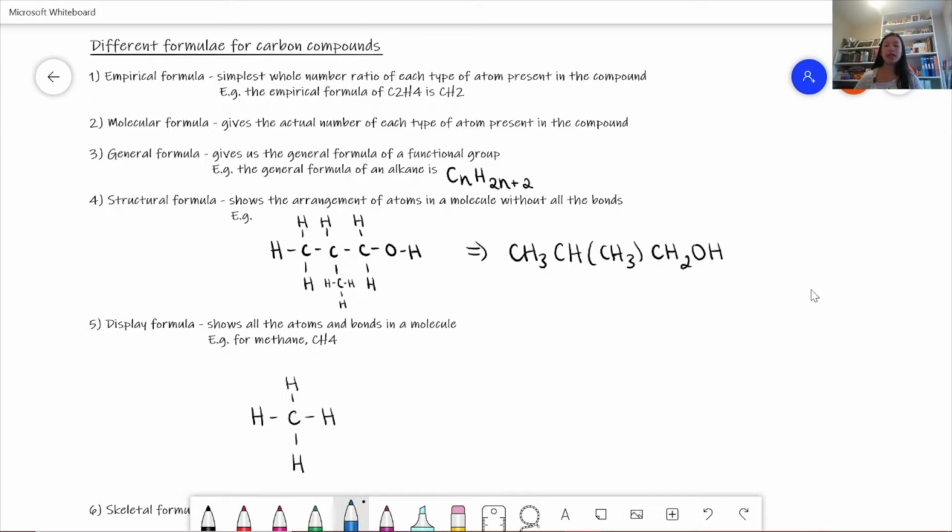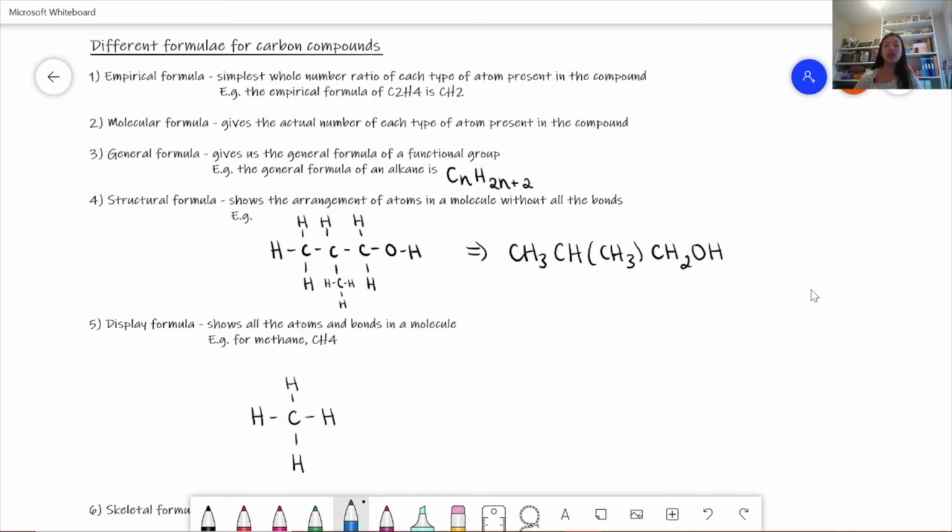The general formula gives us the general formula of a functional group. A functional group is just a reactive group which is attached to a hydrocarbon chain. A hydrocarbon is just something that only has carbon and hydrogen bonds. For example, the general formula of an alkane is CnH2n+2, meaning n can be any number 1 and above, such as CH4 or C2H6. And so you just substitute in a number for n.